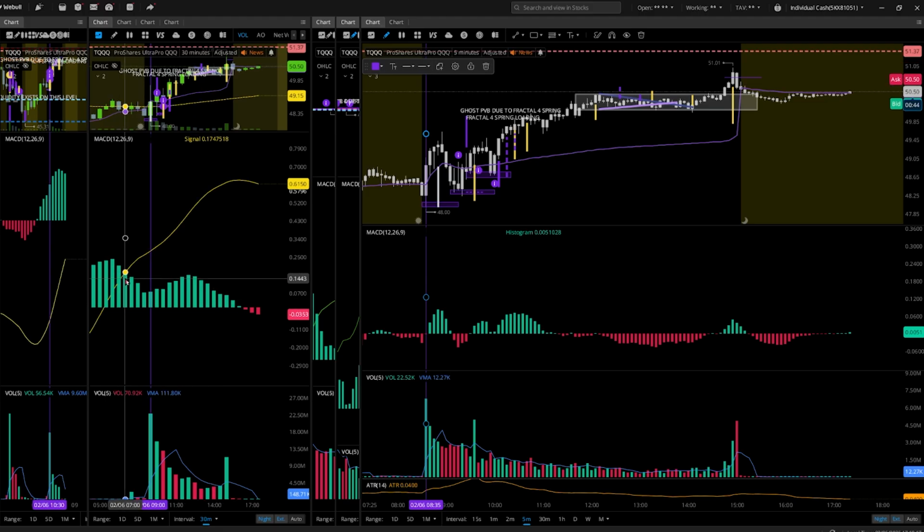Our MACD in the 30 has been tapering, but we're holding an upward direction. The 2 hour is aligned. So that means we're in a strong upward current as the market is opening.